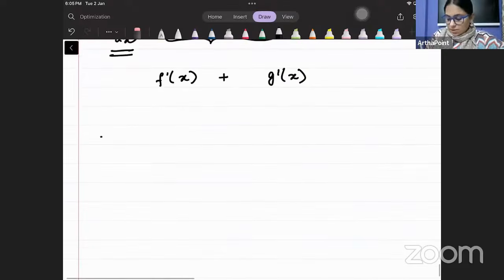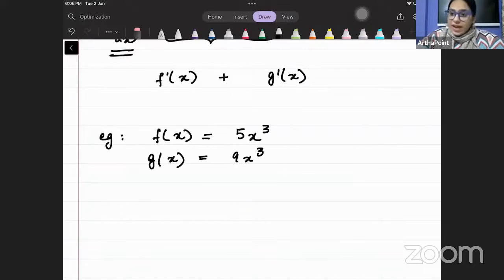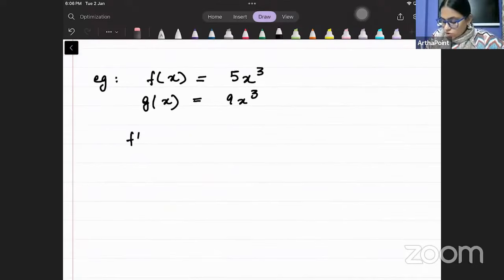एक एग्जाम्पल लेके देखते हैं बेटा. जैसे अगर मैं आपको बोल दूं कि आपके पास एक फंक्शन है f(x) जो 5x^3 है, और आपके पास एक फंक्शन है g(x) जो 9x^3 है. अब ये रूल क्या बोलता है कि चाहे आप पहले फंक्शंस को ऐड करके फिर डिफरेंशिएट कर दो, या पहले फंक्शंस को डिफरेंशिएट करके फिर ऐड करो, दोनों ही आपको सेम रिजल्ट देंगे.